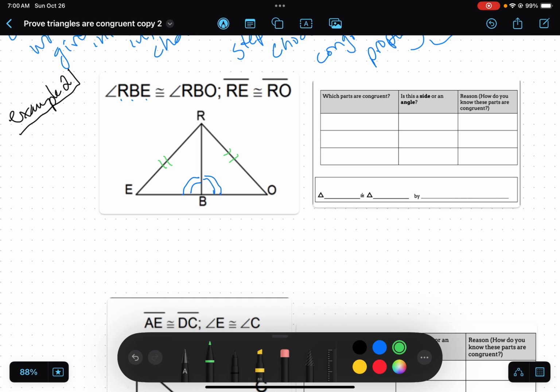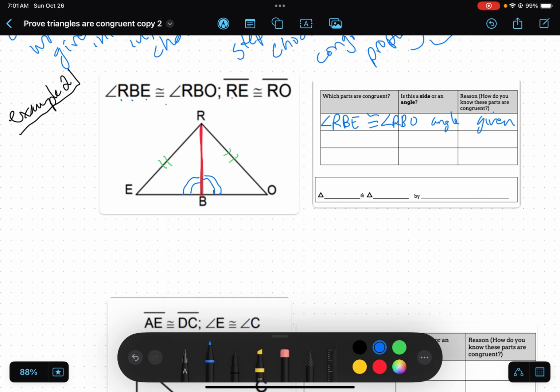Okay, and then I can see right here that this side is actually just the same as itself. So even though they only gave me 2 pieces of information, I still have enough information since one of the sides I can see is the same. So let's fill in my chart. I'll start with my givens. So RBE is congruent to RBO, and that's an angle. And the reason I know that is because it was given to me.